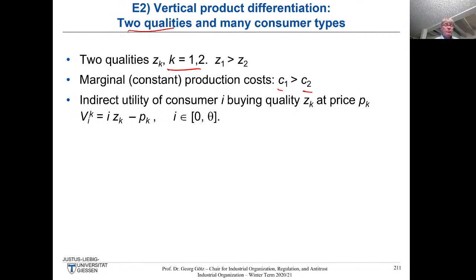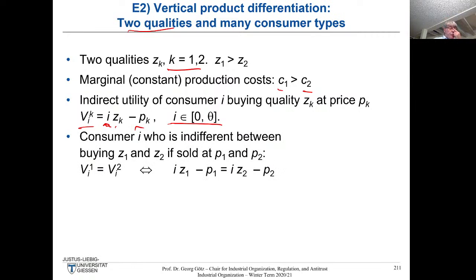And now, as we previously had, our indirect utility, we again have our consumers, which are uniformly distributed over 0 and theta. Simply, each consumer's willingness to pay depends on his or her index I times this quality level, minus the price that we charge. Now, what we have to determine, if two qualities are offered, is which quality a consumer will buy. And of course, that will depend on both the quality level and the prices of these two products.